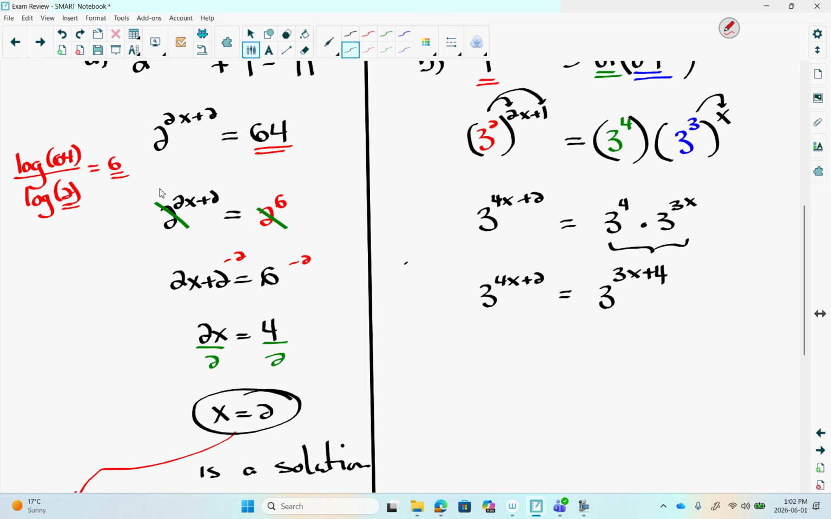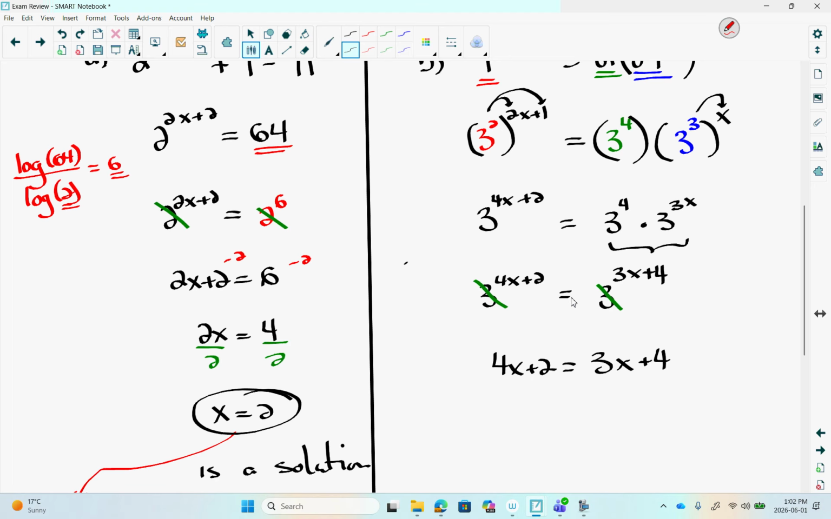And the rest of it, from this step down, look, I have a single power on the left and a single power on the right. I can get rid of those. I can take the 4x plus 2, and I can set it equal to the 3x plus 4.